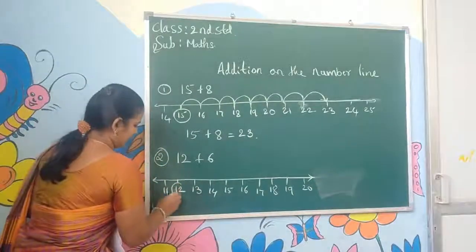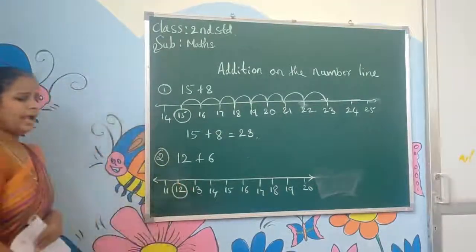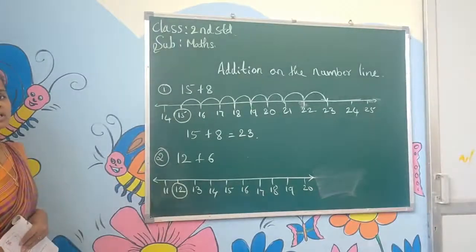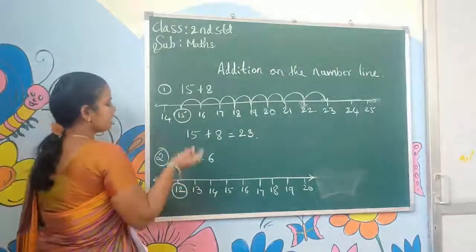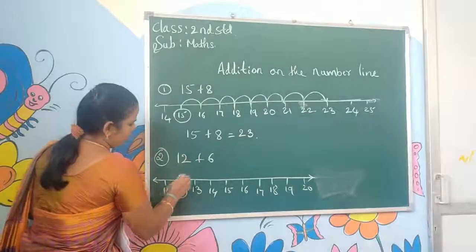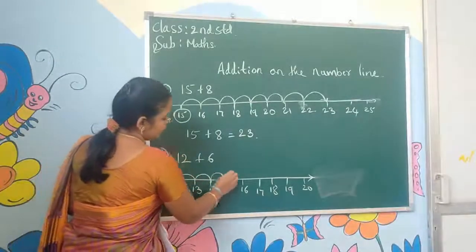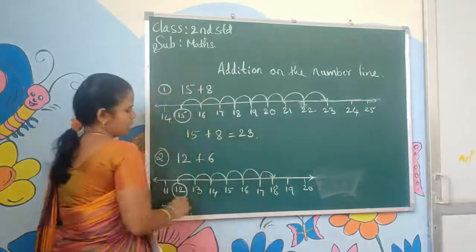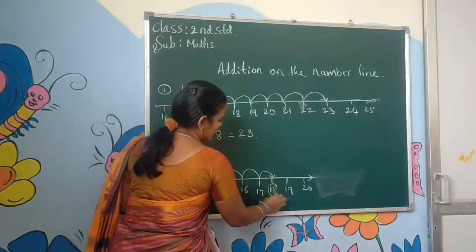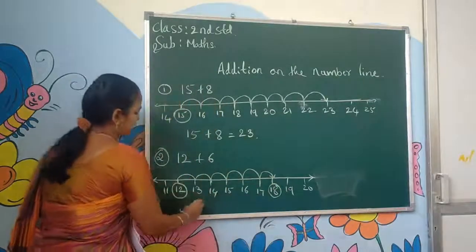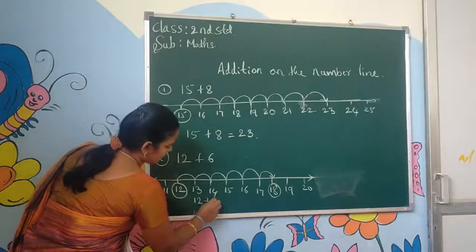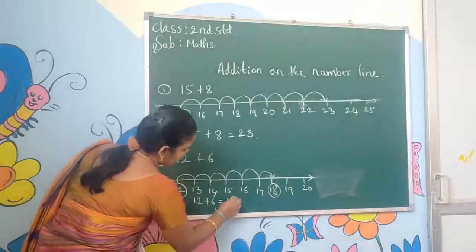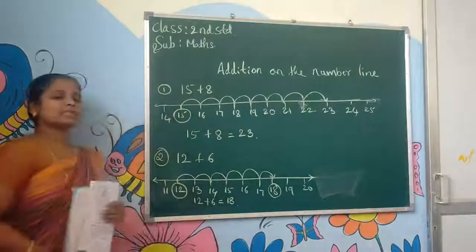12. Which is the first? 12. Circle it. And we have to go forward 6 numbers because we are adding 6. Okay. 1, 2, 3, 4, 5, 6. What do you put here? The answer is 18. When we are adding 12 plus 6, we get 18. The sum is 18.